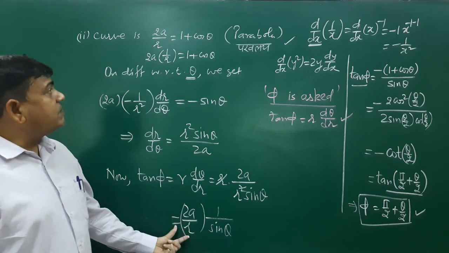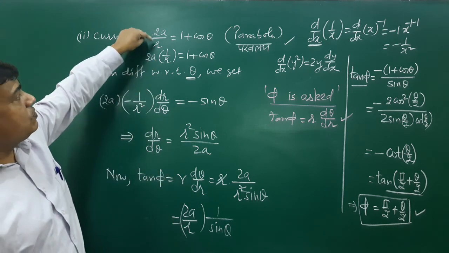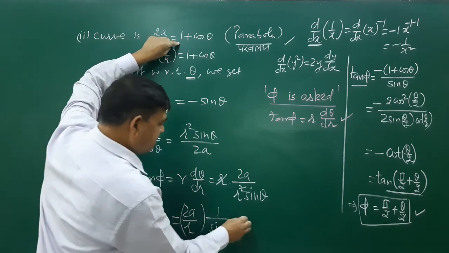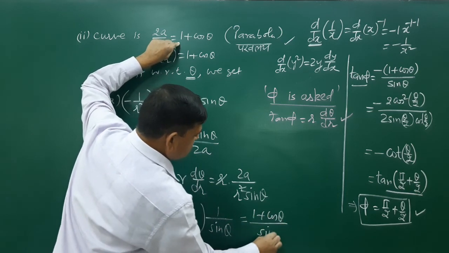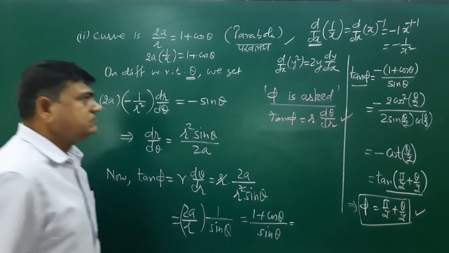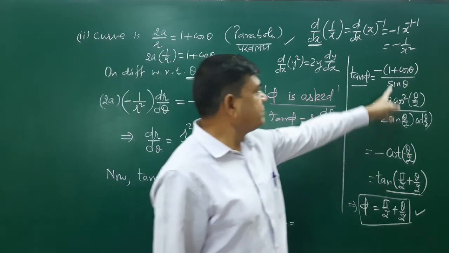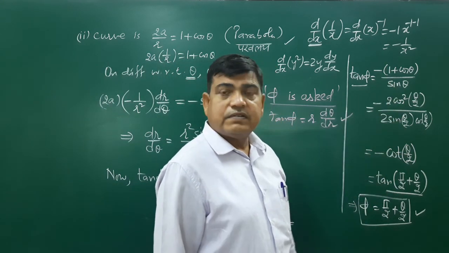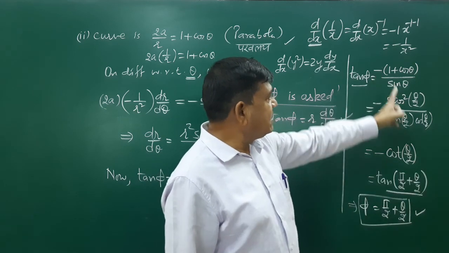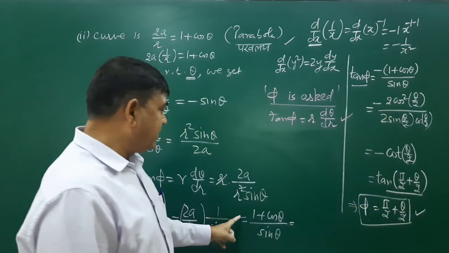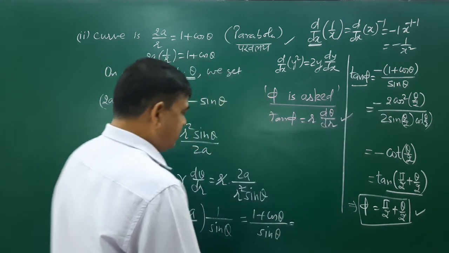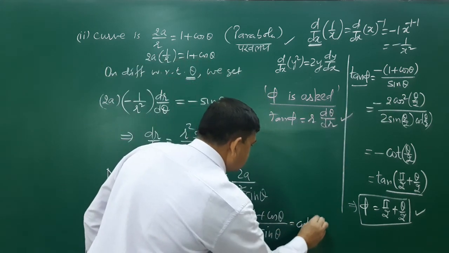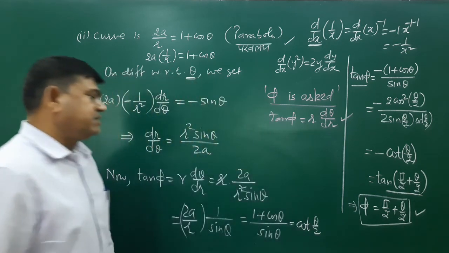Now what is 2a upon r? In the equation you can find 2a upon r is 1 plus cos theta. So this is 1 plus cos theta upon sin theta. Exactly like this. Here it is a negative sign, there there is no negative sign. So it is 1 plus cos theta upon sin theta. So I am getting this is cot theta by 2. Straightforward.